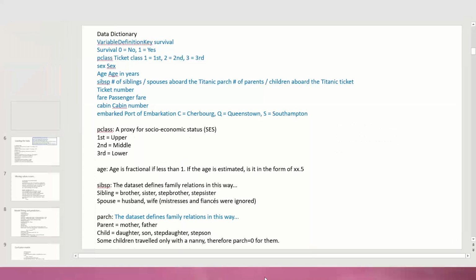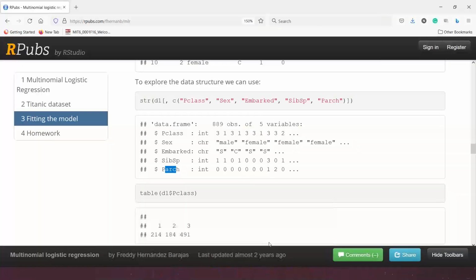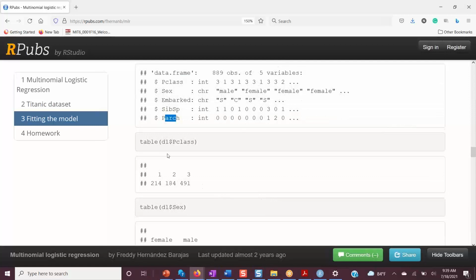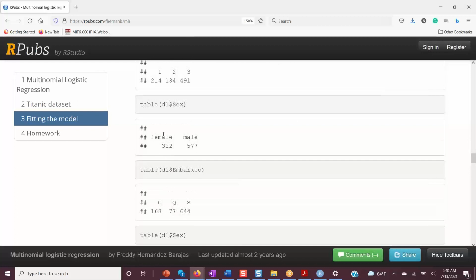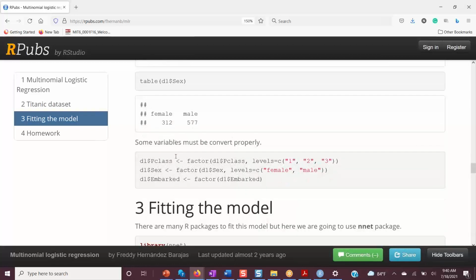Now coming back to the model. Let's go over this model. So we just check it out. How many people are there in different classes? 214 are first class, 184 are second class, 491 are third class. And then we can check out the gender and embarkation, how the distributions are, and what number of observations there are. Okay, you can do all those things, and that is what is shown here.